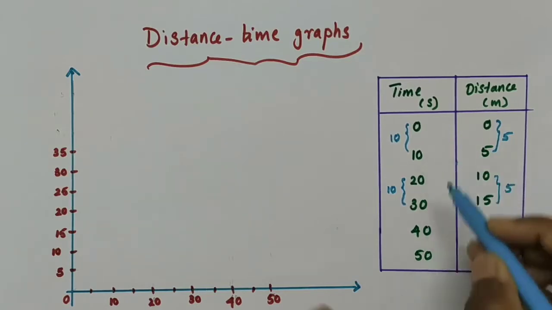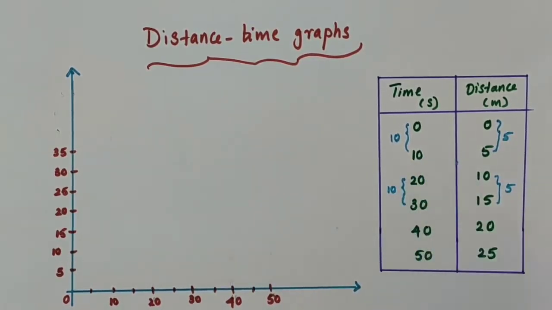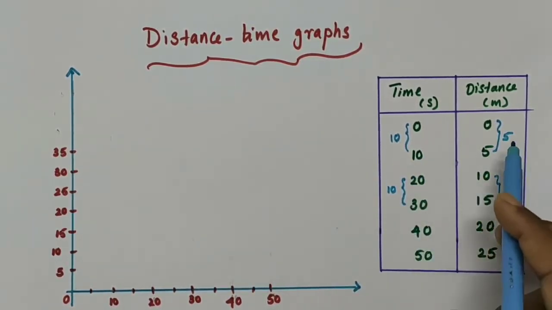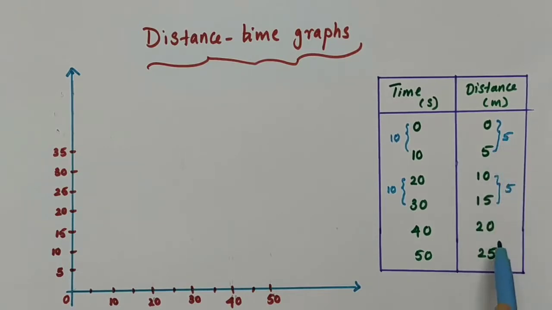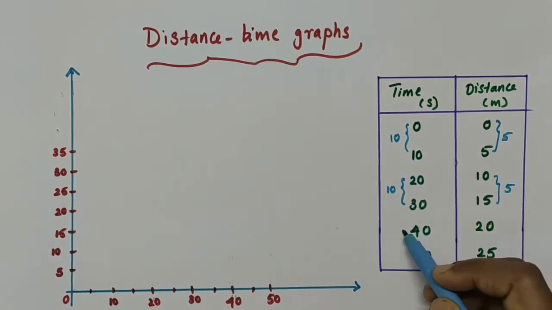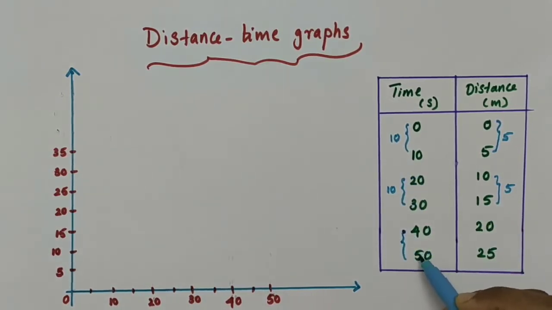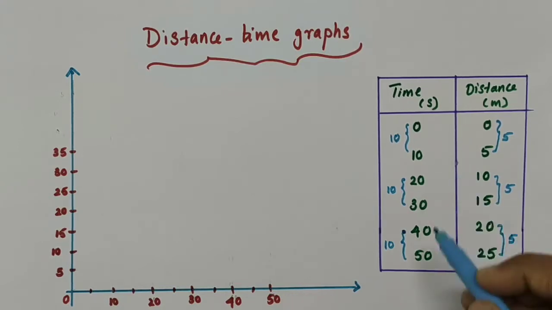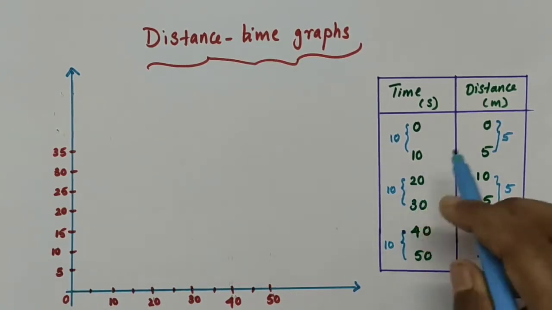While you are taking any interval of time given in this table, you can see the object travels equal distances, 5 meters, in equal intervals of time, 10 seconds, 10 seconds. And if you are taking this, the interval of time is 50 minus 40, that is 10 seconds. The distance traveled is what? 25 meters minus 20 meters, that is again 5. So you can take any interval of time given here in this table.